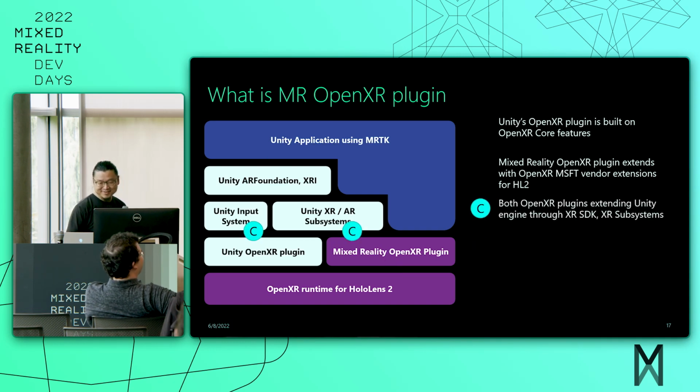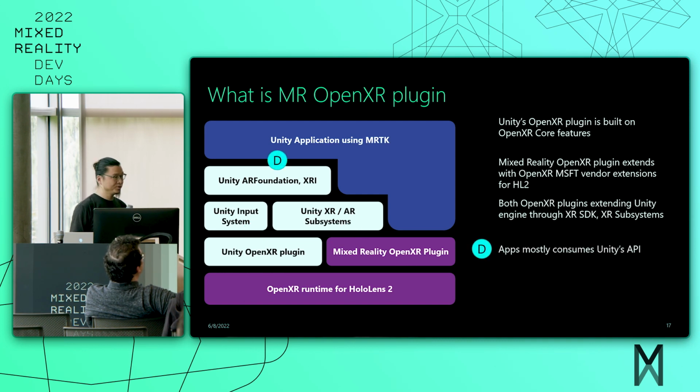Both the Unity and the mixed reality OpenXR plugins extend the Unity engine through the XR SDK and XR subsystems, and basically it's a functionality extension to the Unity XR features. For the majority of Unity applications, which write C# scripts and use Unity's features, they are going to use the Unity API the same way across all the XR devices, such as AR Foundation or XR interaction APIs and so on.